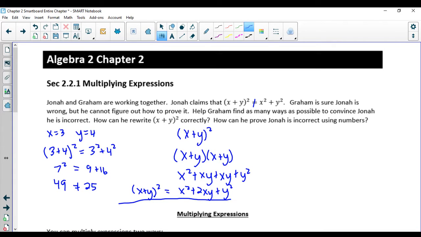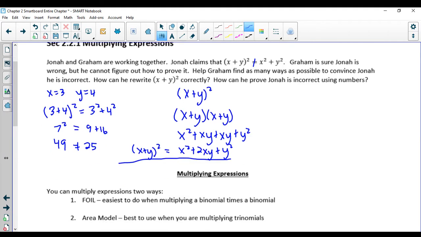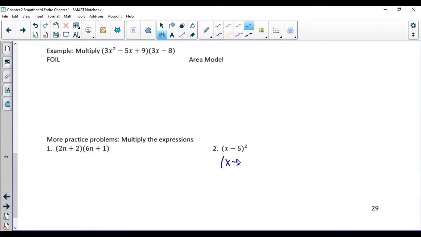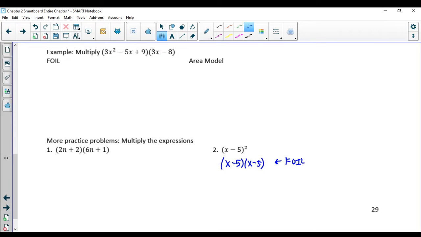So the bottom line is anytime you have a binomial, two terms, that's being squared, you want to write it twice and then FOIL. So if you look at number 1 or number 2 down here, it's (x - 5) squared. The first thing I want to do is write (x - 5) times (x - 5), and then you want to FOIL that. I'm not going to finish the problem. You can finish that on your own, but that's the first step.